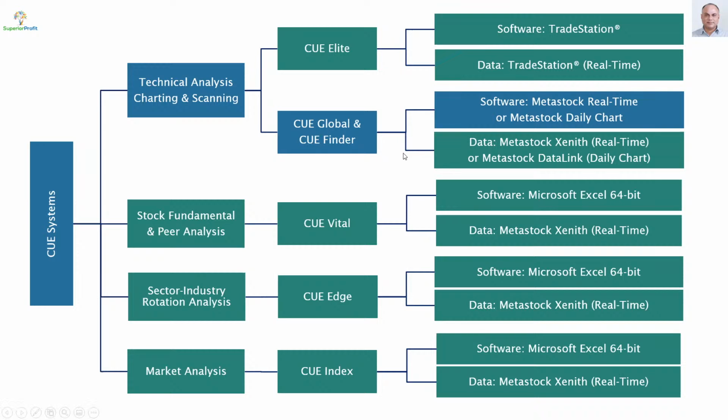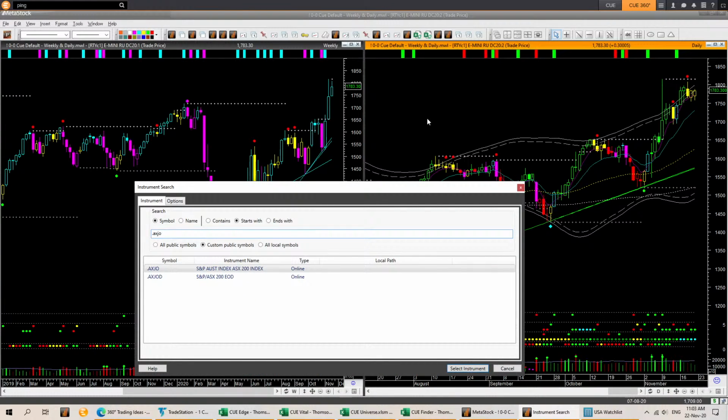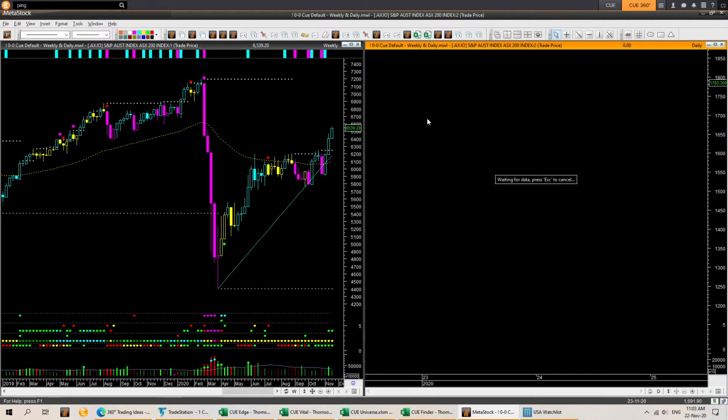That was the last slide. I'll continue with the live system. Let's start with the Australian market first, global indices, starting with Australian index AXJO.